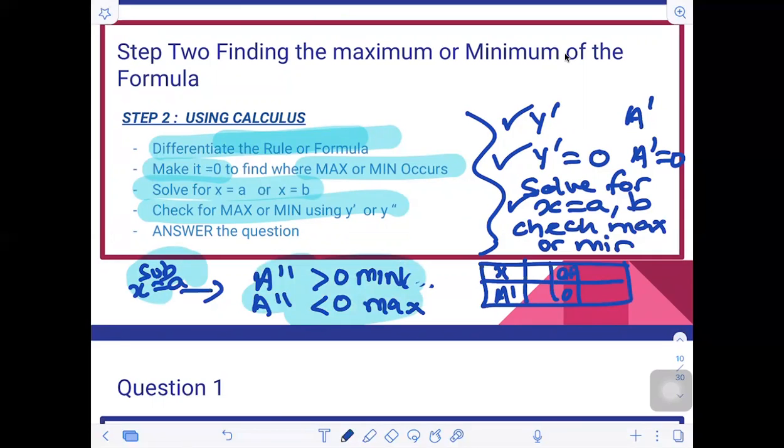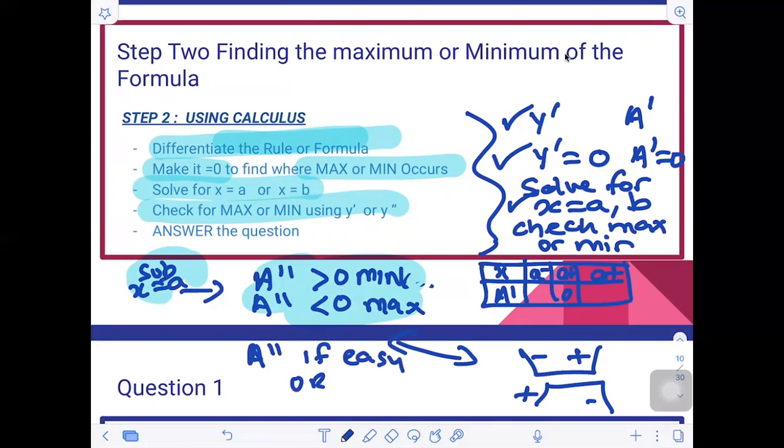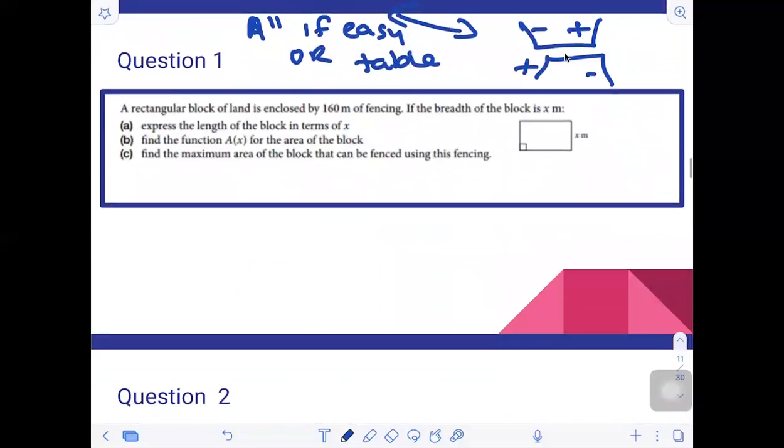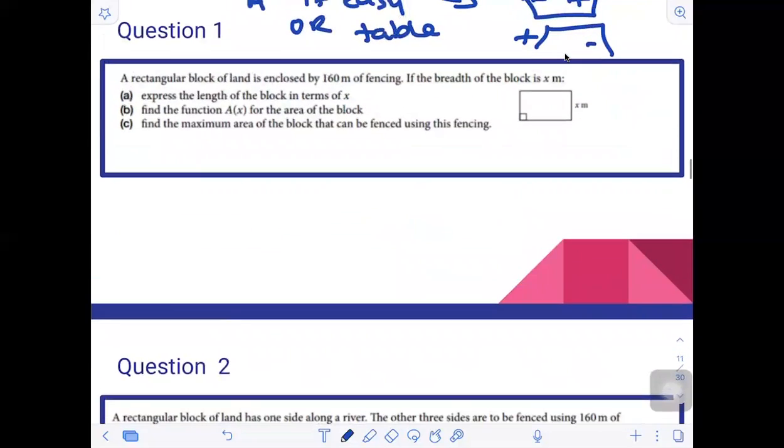So have a think about which one you think would be the max and which one you think would be the min. If it's a minimum, it should go from negative to positive, a maximum from positive to negative. And which one do you use? You use a double dash if it's easy to find, or otherwise you've got to go back to use the table. Okay, so let's look at some questions here.